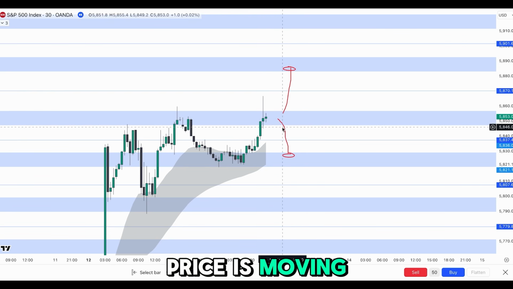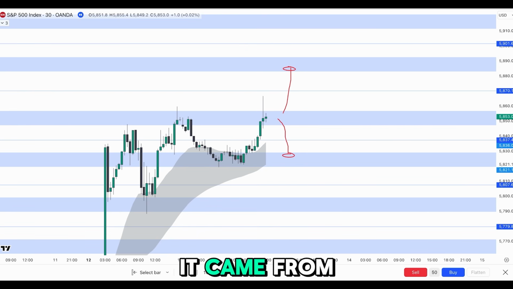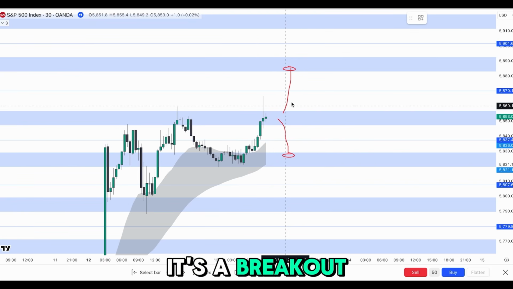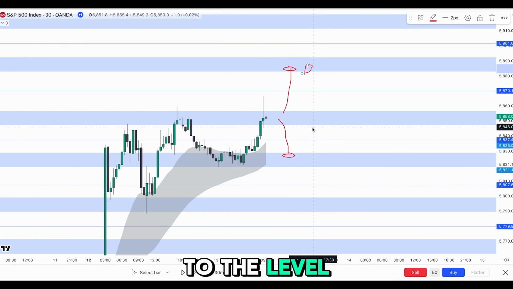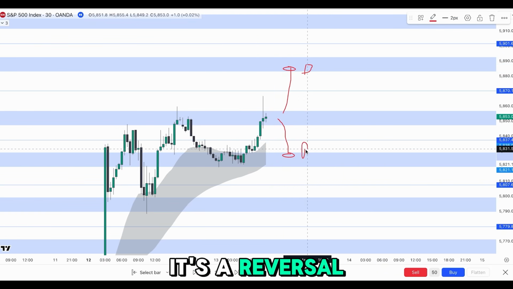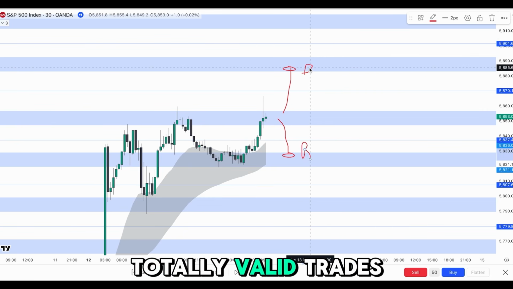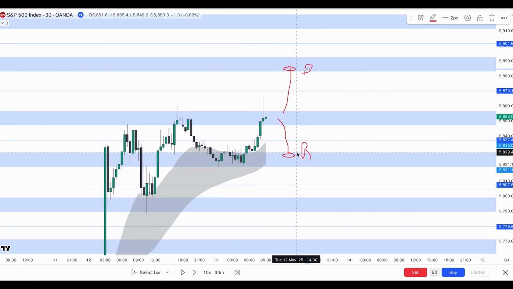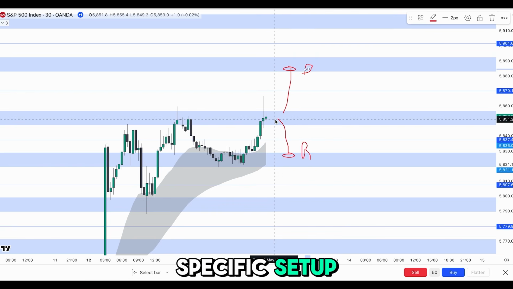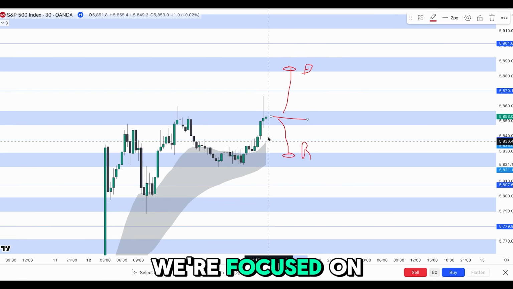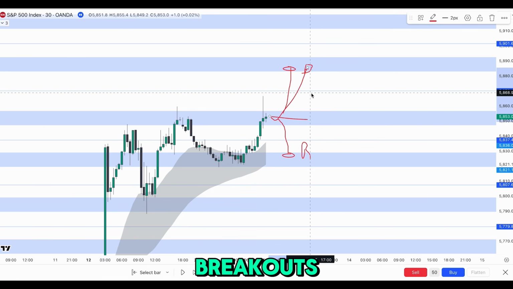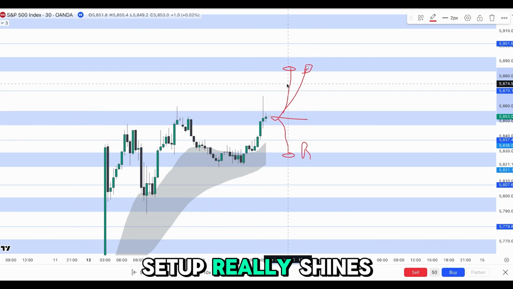So if the price is moving away from the level it came from, it's a breakout. And if price is moving back to the level it came from, it's a reversal. Now, reversals are totally valid trades in the LCE model. But for this specific setup, the cloud bounce, we're focused on clean, trend-following breakouts. That's where the setup really shines.